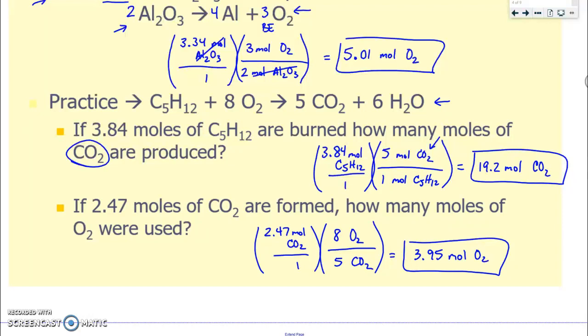In the second problem, you were given CO2, so CO2 has to go to the bottom, and I wanted oxygen, so the O2 is on top in my balanced equation step here. And so I would take 2.47 times 8 divided by 5.